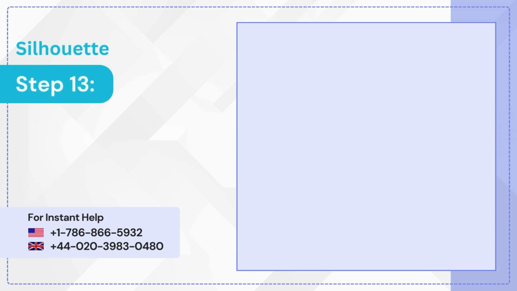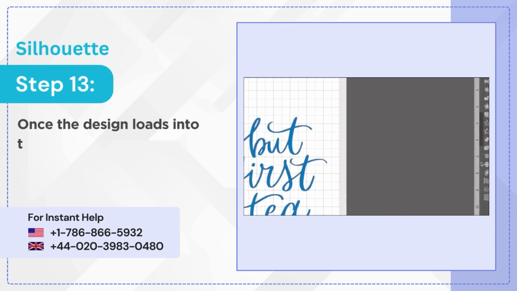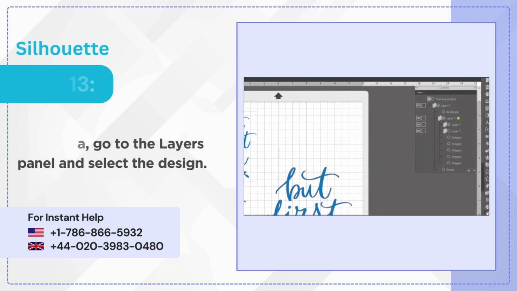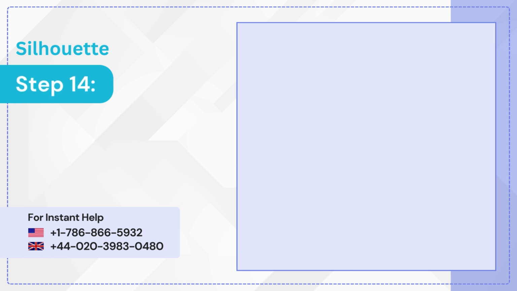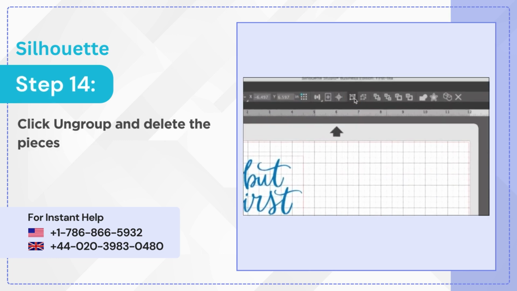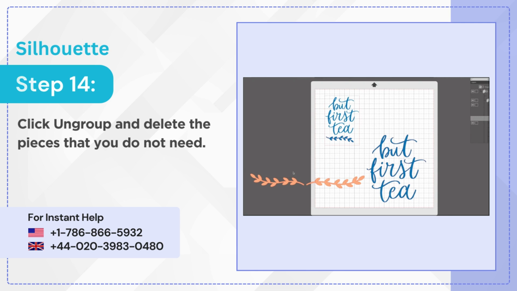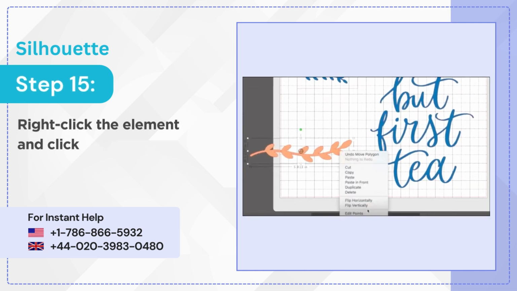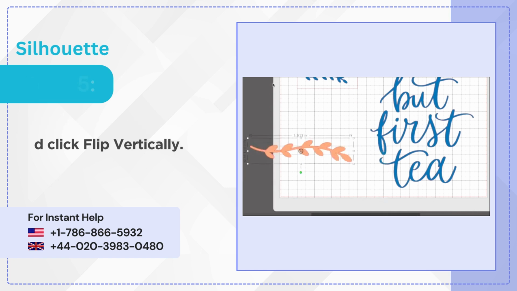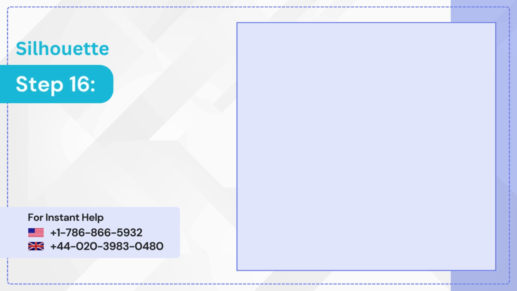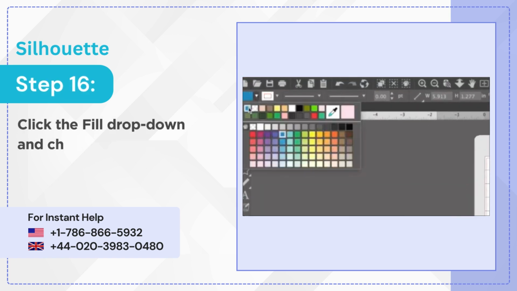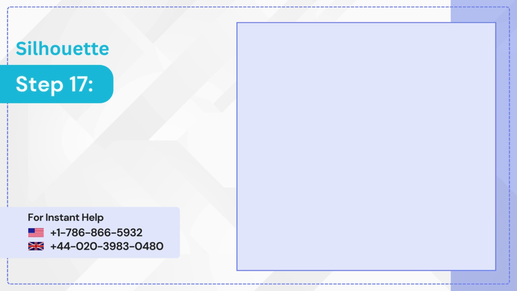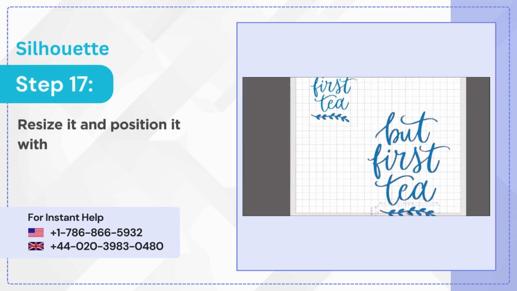Step 13. Once the design loads into the media, go to the Layers panel and select the design. Step 14. Click Ungroup and delete the pieces that you do not need. Step 15. Right-click the element and click Flip vertically. Step 16. Click the Fill drop-down and change the color. Step 17. Resize it and position it with the first design.